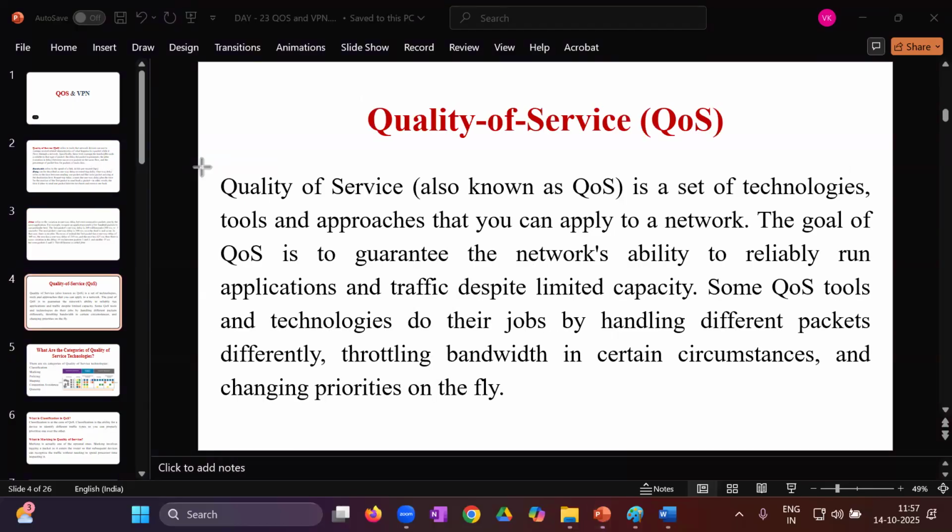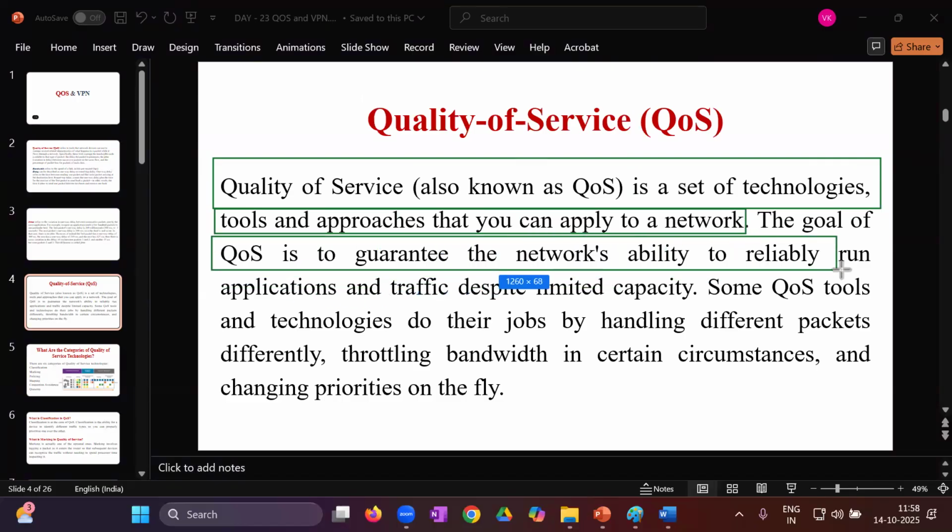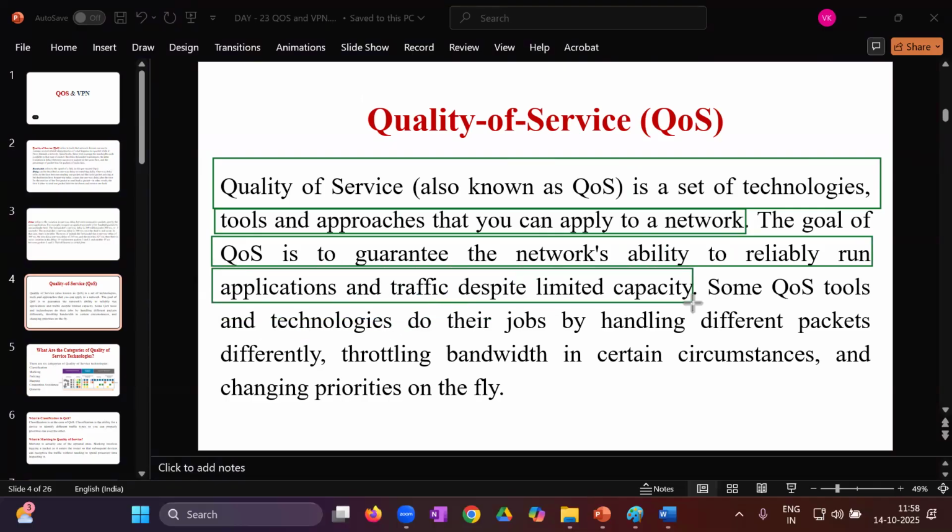Now, quality of services, also known as QoS, is a set of technologies, tools, and approaches that you can apply to a network. The goal of quality of services is to guarantee the network's ability to reliably run the application's traffic despite limited capacity. It means you will have a limited capacity of a link, and I have to send multiple traffic. How will I send it so that my traffic is sent, quality is maintained, and my connectivity is not affected? All these things will be done with QoS. And how does it do this?